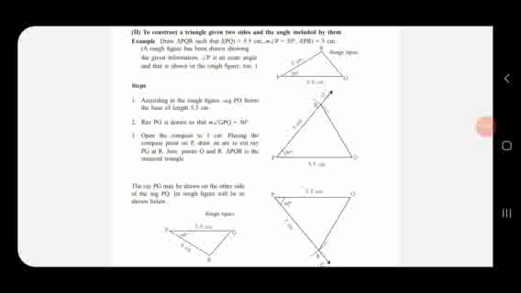The same triangle you can draw with various combinations, like at the downside you can see the same triangle can be drawn like this also. So in this way, if two sides and one angle included by them is given, we can draw the triangle.